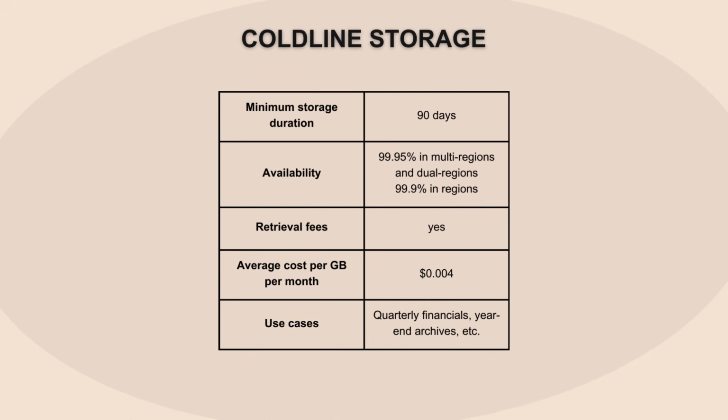Coldline Storage offers a sweet spot for rarely accessed data with a 90-day minimum storage duration. It promises 99.95% availability in multi-regions and dual regions, and 99.9% in single regions, ideal for quarterly financials or year-end archives.